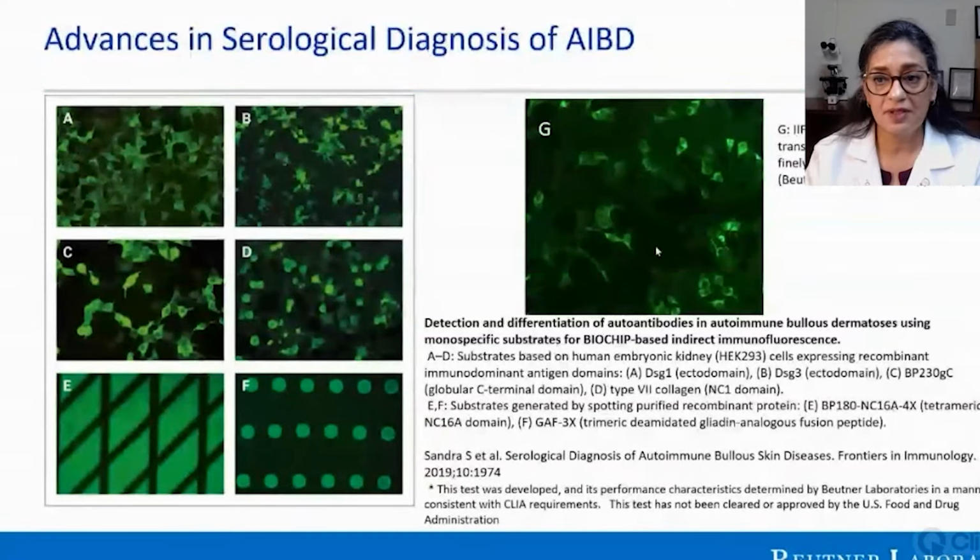And this figure G is actually IIF for laminin 332 autoantibodies on transfected cells that we tested here at Boytner Labs. And this test is being validated at our lab. It's not FDA approved yet.